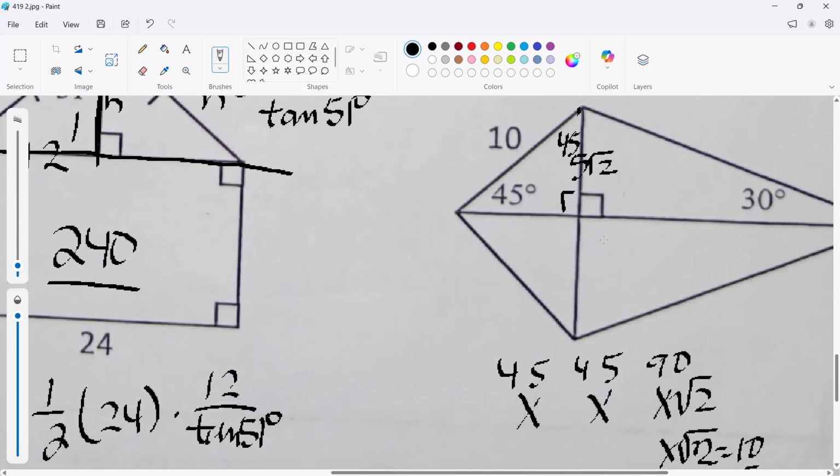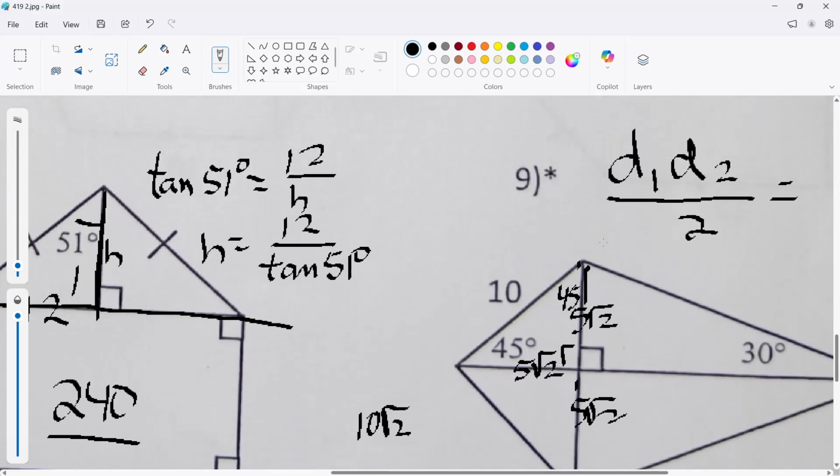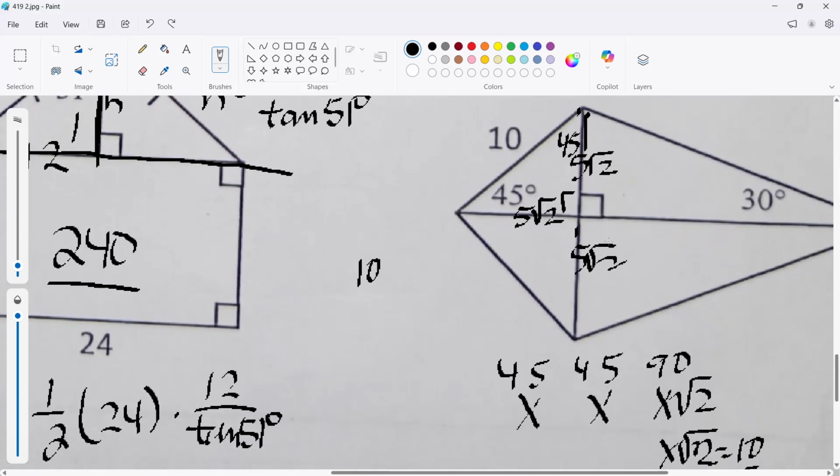This is 5 square root of 2, this is 5 square root of 2, because these two are equal. And so now I know my whole short diagonal is 5 square root of 2 plus 5 square root of 2, which is 10 square root of 2. And remember, this one wants the exact answer. Maybe I better write this. Let me make a line here, and I'll put 10 square root of 2. Now I just have to find this part.